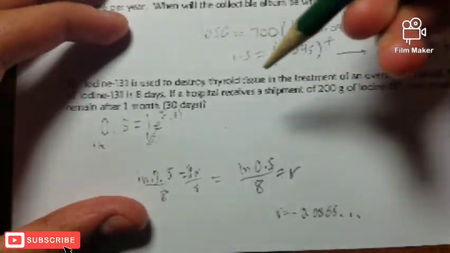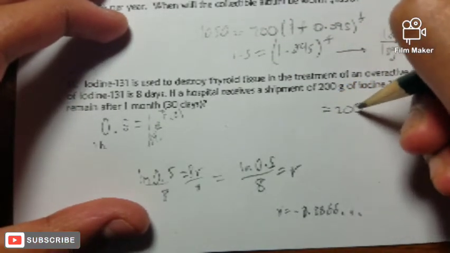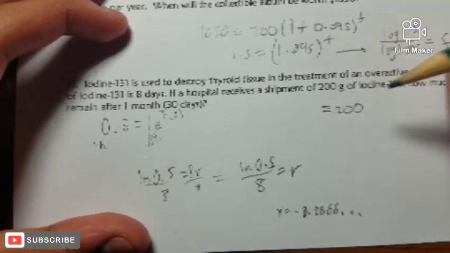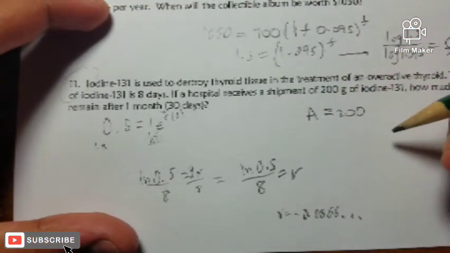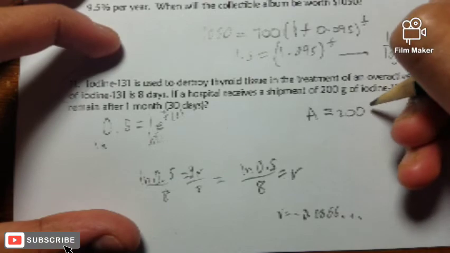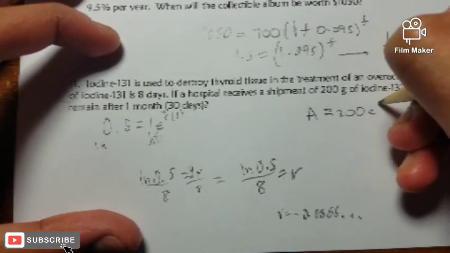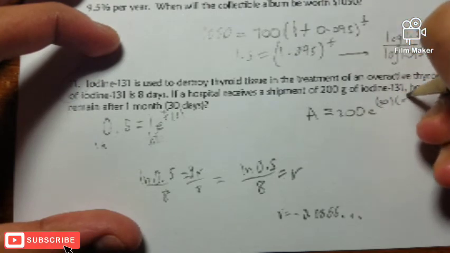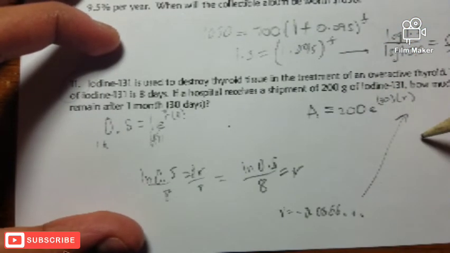Now we're going to put in the whole question. If the hospital receives a shipment of 200, so 200 grams is your initial amount. How much would remain is what you're trying to find out after 1 month. So our time period is 1 month, so e goes here, 30 days, and we have our rate. I just put an arrow there showing that.